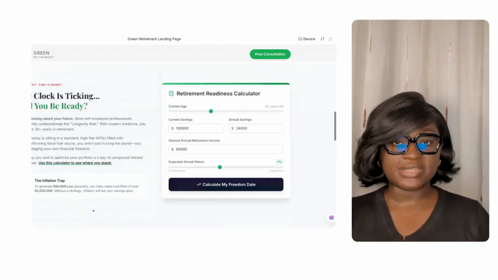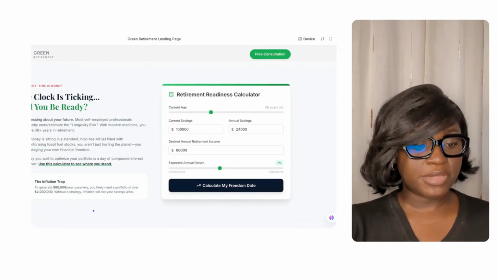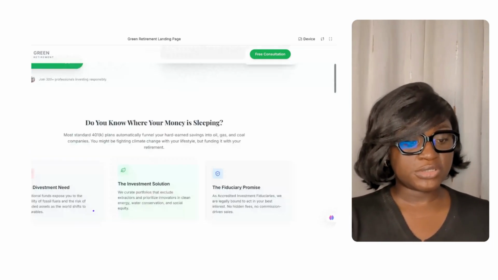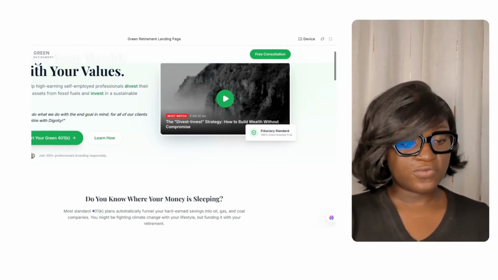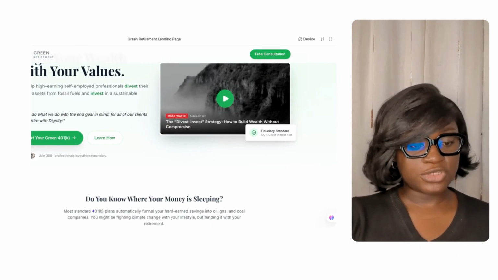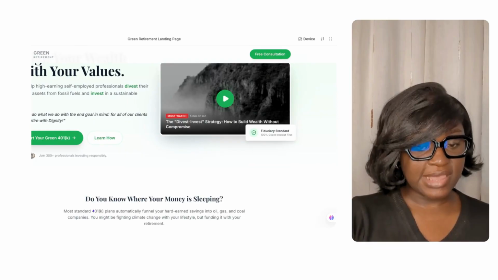A retirement readiness calculator. This is for Green Retirement, and they help professionals, self-employed professionals, divest their 401k from fossil fuels and invest in a sustainable future. That is the mission statement that they have.